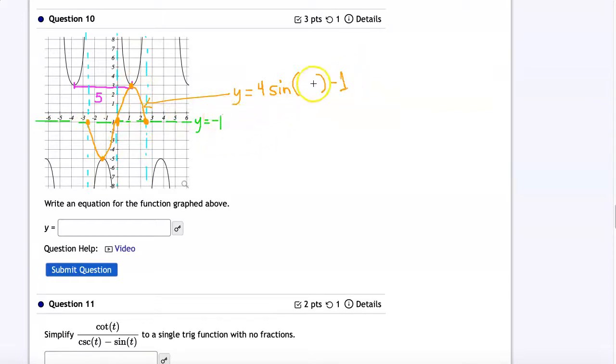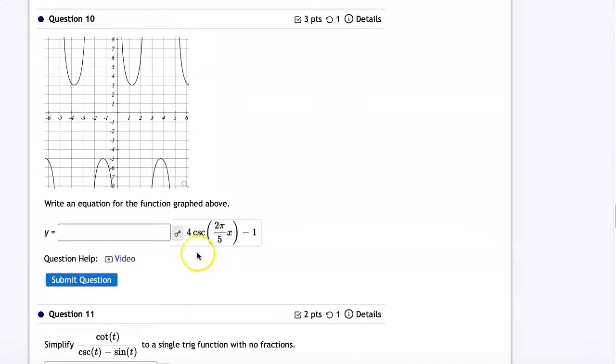And so we just need to fill in the b value here, which we can use the period to figure out. So that's going to be 2 pi divided by the period. So that would be 2 pi over 5. So that would be the orange graph, and then the black graph is the reciprocal function of that orange graph. And so the black graph then would be y is equal to 4 times cosecant of 2 pi fifths x minus 1. And here is the answer typed out by my open math.